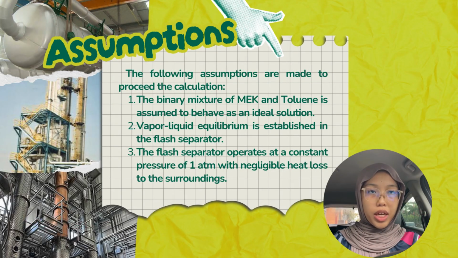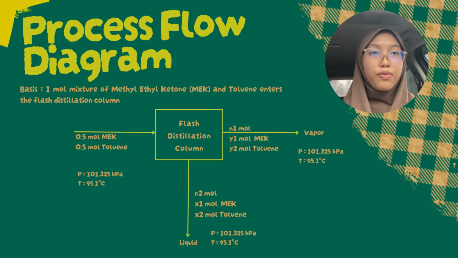Several assumptions were made to simplify the flash calculation. First, the methyl ethyl ketone-toluene mixture is assumed to behave as an ideal solution, allowing Raoult's law to be applied. Second, vapor-liquid equilibrium is achieved inside the flash separator. Lastly, the flash separator is assumed to operate at a constant pressure of 1 atmosphere with negligible heat loss to the surroundings. This process flow diagram shows the flash distillation of an equimolar methyl ethyl ketone-toluene mixture.